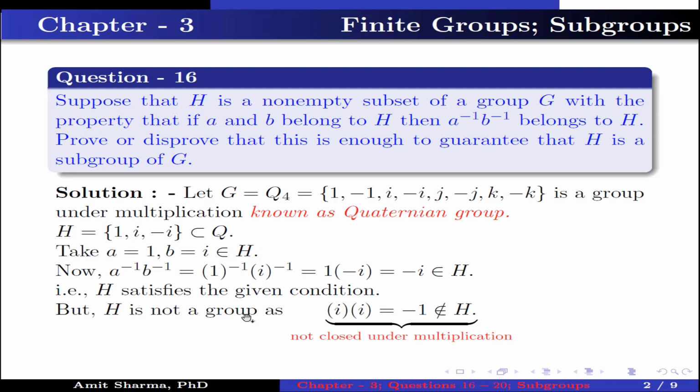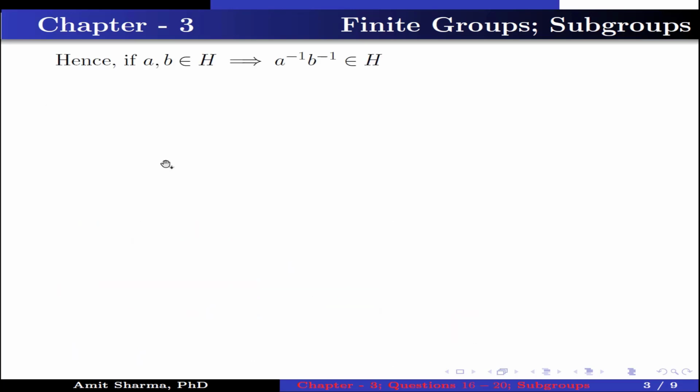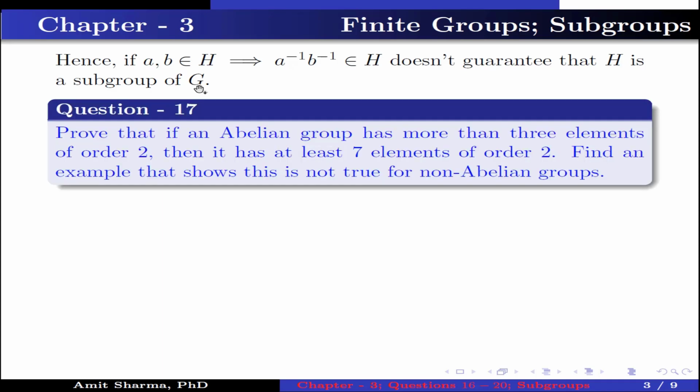Why is it so? As i multiplied by i is minus 1, which does not belong to H, the set is not closed under multiplication. Therefore, H is not a subgroup of G. Hence, if a, b belong to H implies a inverse b inverse belongs to H, this doesn't guarantee that H is a subgroup of G.